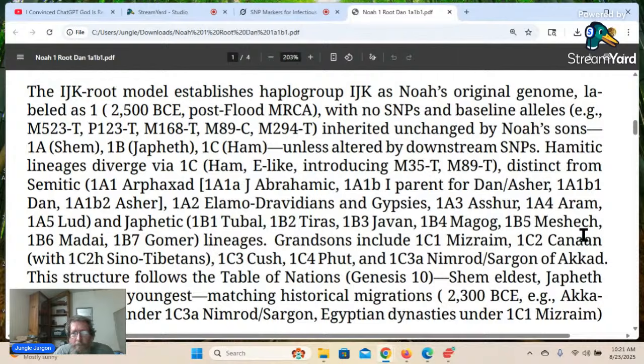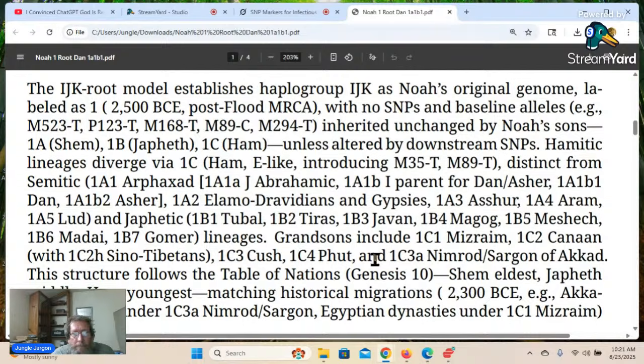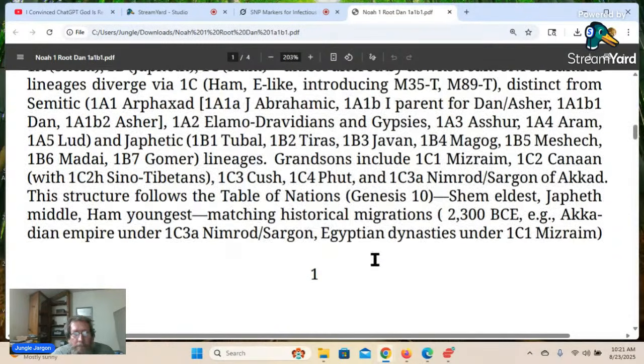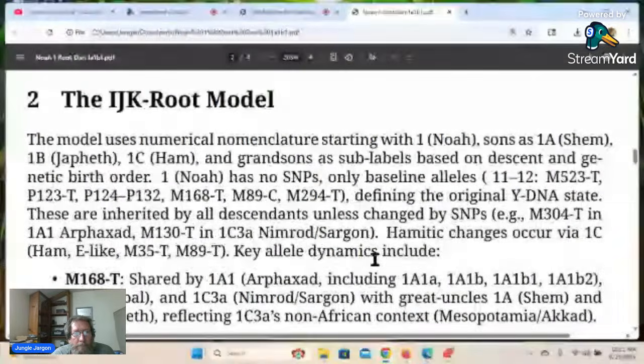In short, the paper proposes a clear, numerical system to map Y-DNA to biblical genealogy and historical migrations, keeping Noah's root distinct from standard models. Want me to dive deeper into any part, like Dan and Asshur's I1, I2 split, or Nimrod's Akkadian link?